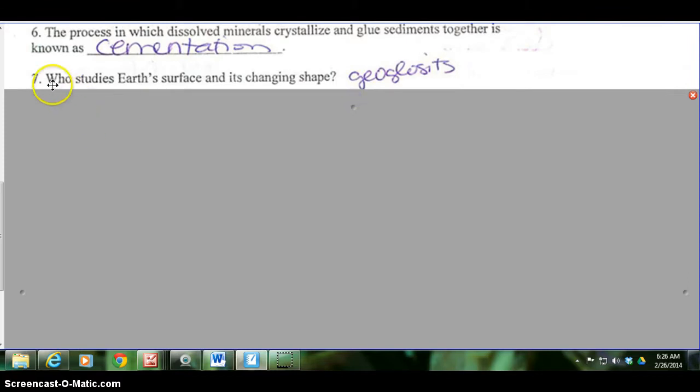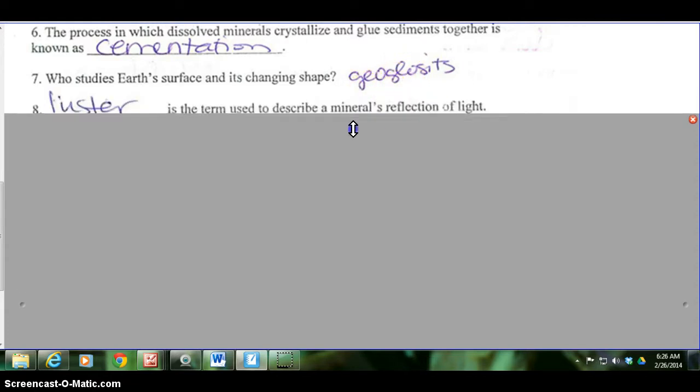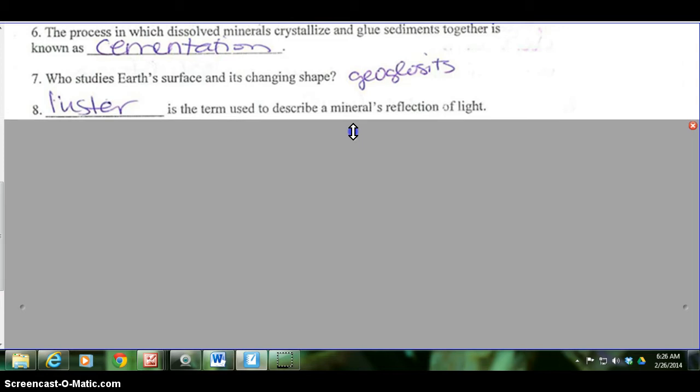Number 7, who studies Earth's surface and its changing shape? Well, that's a lot of different types of scientists, but they're all categorized as geologists, the study of Earth. Number 8, luster is the term used to describe a mineral's reflection of light. So how a mineral reflects light. And remember those luster words that we were using when we did the lab.